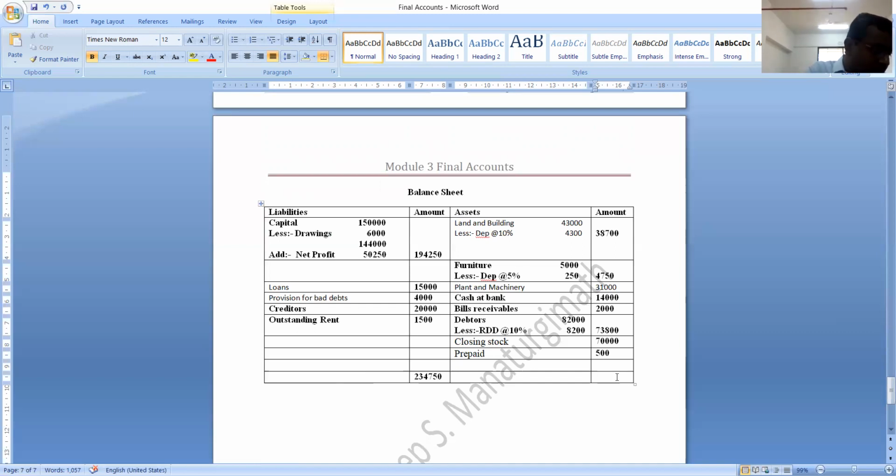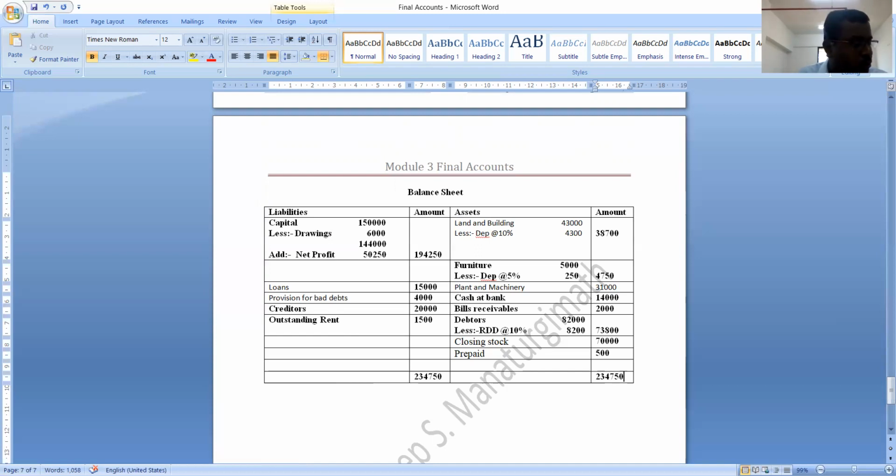First one is 38,700. Next one is 4,750. Next one is 31,000. Next one is 14,000. Next one is 2,000. Next one is 73,800. Next one is 70,000. And the last one is 500. This total is also 2,34,750. So at last, our balance sheet is tallied. Understood? This is how you need to solve problems on final accounts.